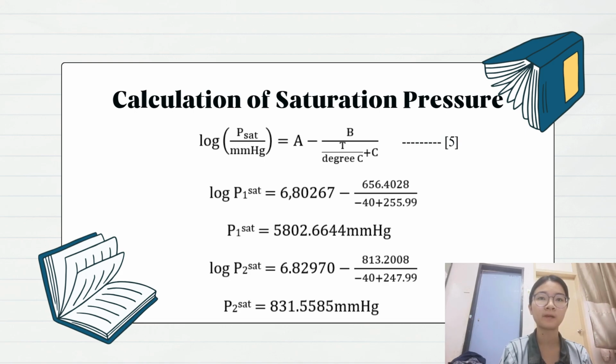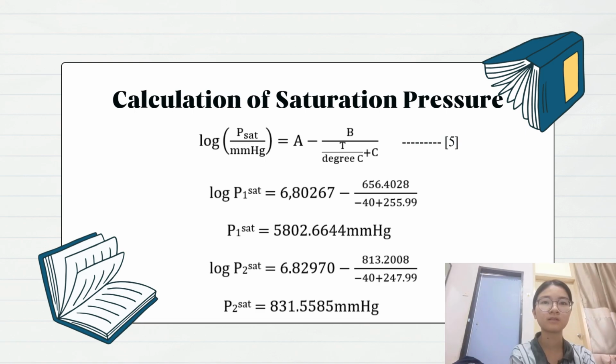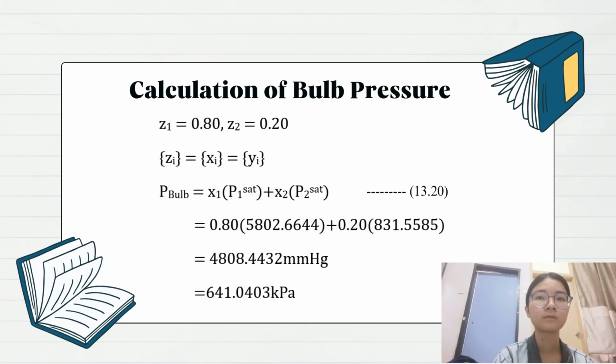For propane, A is 6.82970, B is 813.2008, and C is 247.99. The temperature T must be transformed from Kelvin to degrees Celsius first to complete the calculation. The saturation pressure of ethane is 5802.6644 and the saturation pressure of propane is 831.5585.